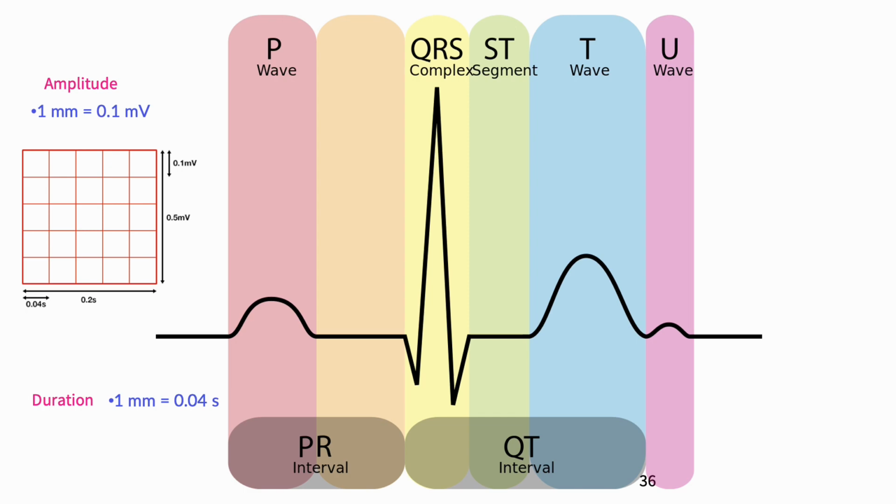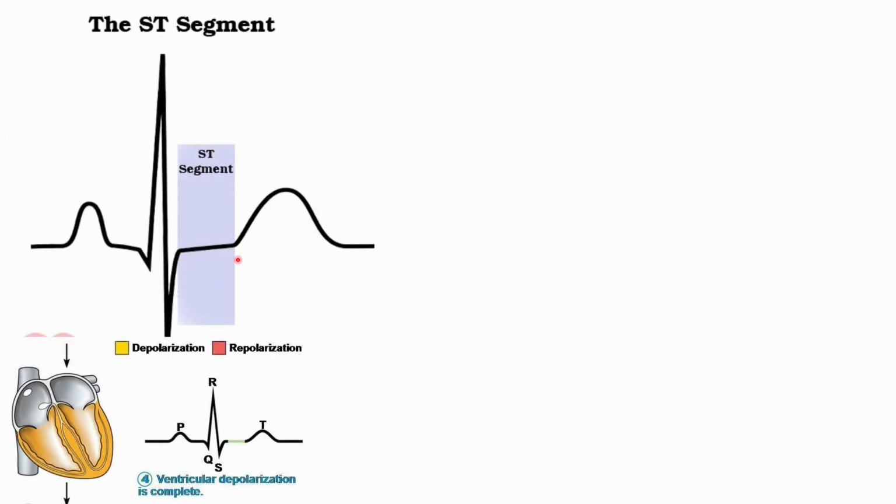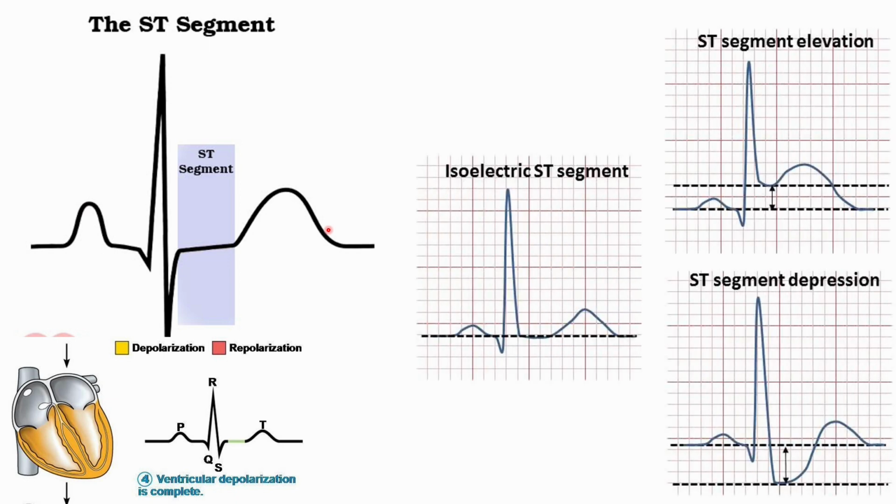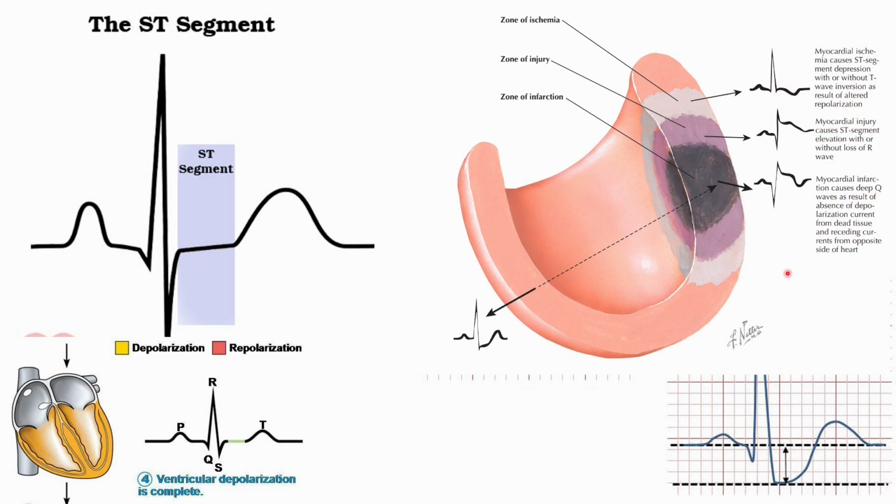Next up, I'm going to talk about the ST segment. The ST segment, guys, is kind of a break before repolarization of the ventricles. Now, an ST segment has to be flat, ST isoelectric. If it's elevated, it indicates there is MI. If it's depressed, it indicates myocardial ischemia. So here's an MI, myocardial infarction, guys.